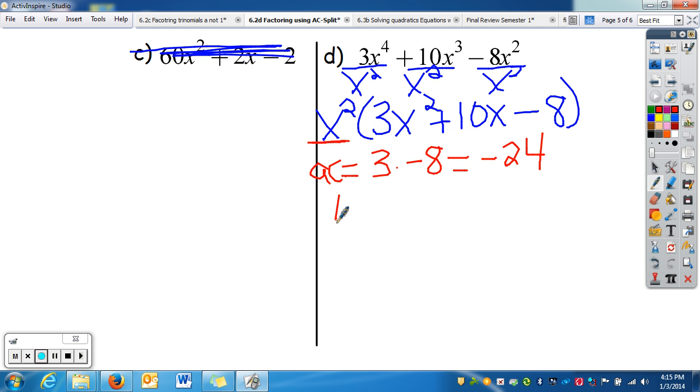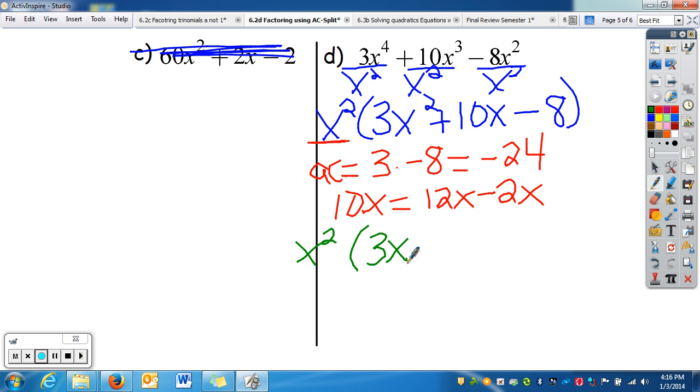So I need to rewrite 10x. I need two factors here that add to negative 24, which is 12x minus 2x. Or negative 2x plus 12x, doesn't matter. So then I rewrite. I still have x squared out there. I just don't touch it. I get 3x squared. I rewrite my middle as plus 12x minus 2x minus 8.